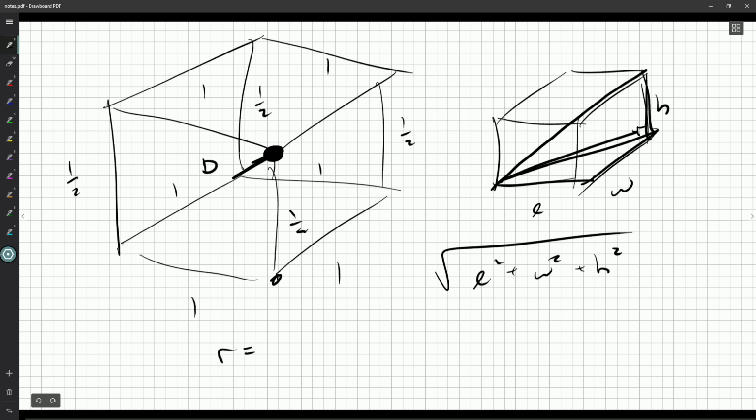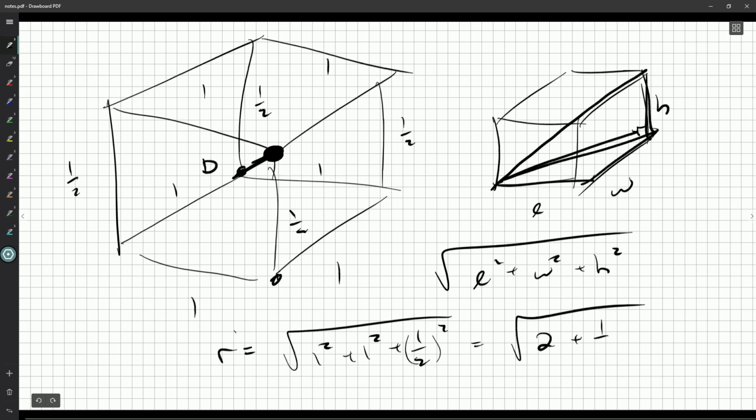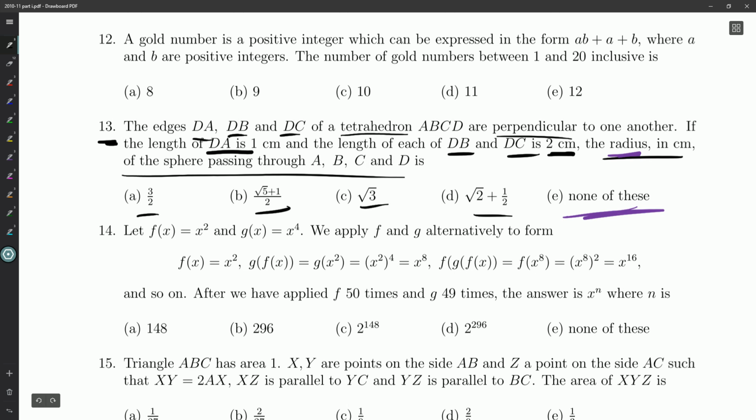So the radius, the distance from the center to one of the points of the tetrahedron, which is on its surface, is the square root of 1 squared plus 1 squared plus 1/2 squared. So that's going to be the square root of 2 plus 1/4. That's going to be the square root of 9 quarters. So 3/2, which I think was A. Yeah, 3/2 A. There we go.